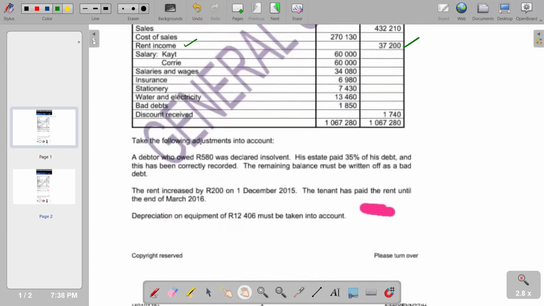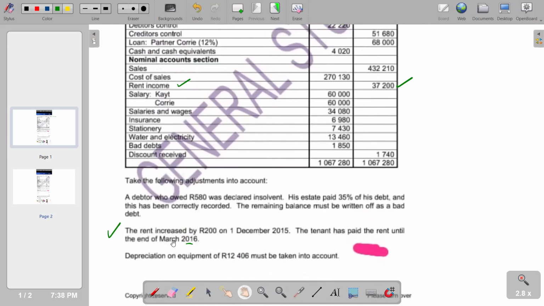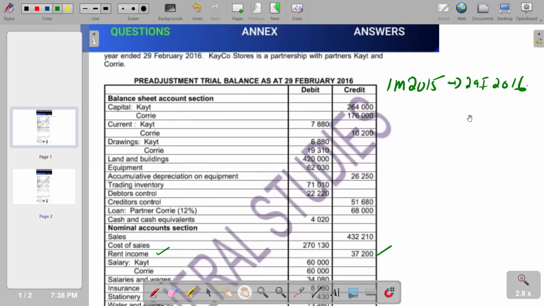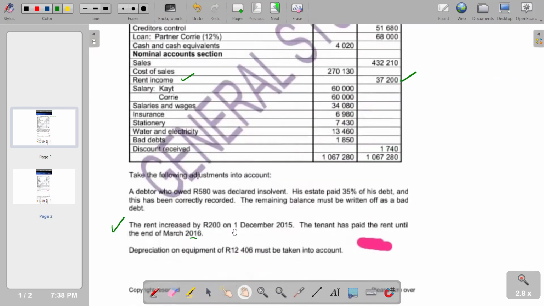It says the rent increased by 200 rands on 1 December 2015. The tenant has paid the rent until end of March 2016. So this rent was supposed to be received until end of February, but it has been received up to March 2016. Remember, our year ends 29 February 2016. So the rent for March 2016 is also received. We have a month in advance that was received. So this is the income received in advance.